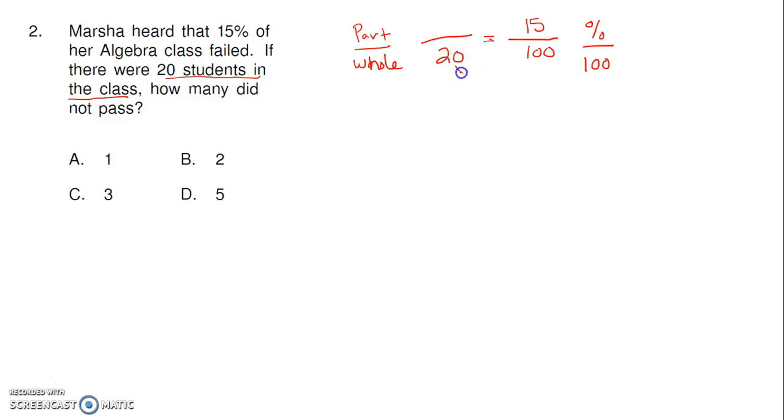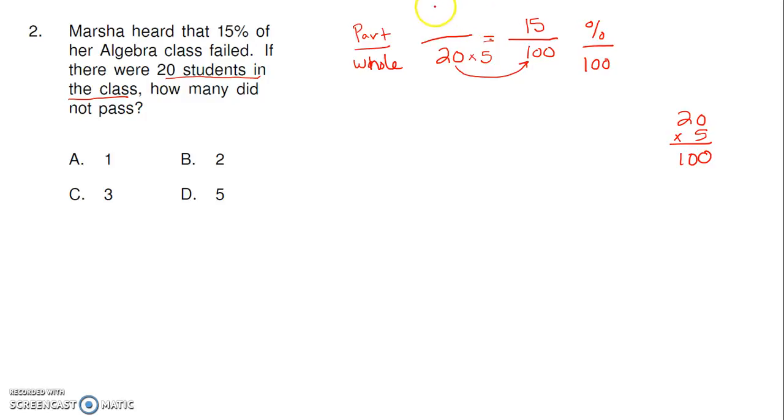So we would look here and we would say, how do I get from 20 to 100? Well, 2 times 5 is 10, so 20 times 5 would be 100. Just want to show that to you. 5 times 0 is 0, and then 5 times 2 is 10. So I know 20 times 5 gets me to 100.